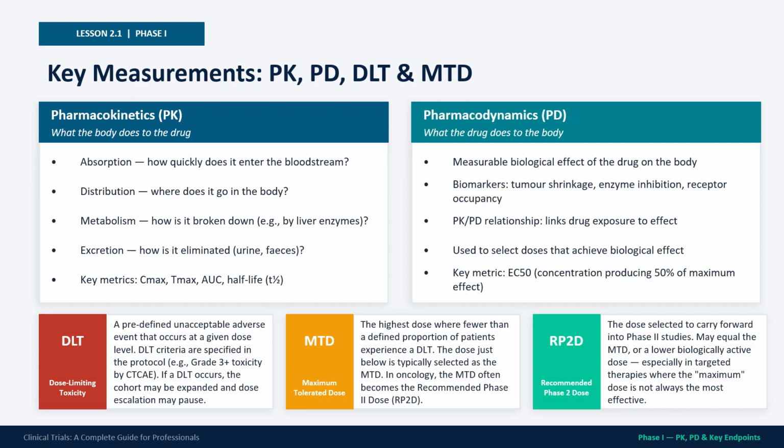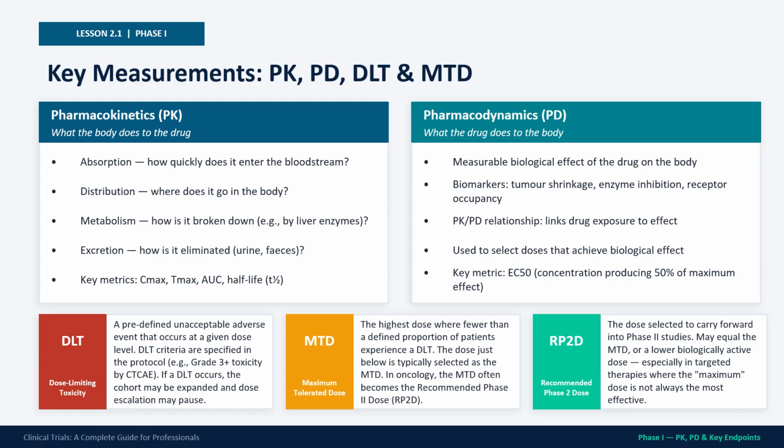Pharmacodynamics, PD, describes what the drug does to the body. This might be measurable inhibition of a target enzyme, reduction of a biomarker, or change in a physiological measurement. The PK/PD relationship, how exposure relates to effect, is used to design the phase 2 dose.